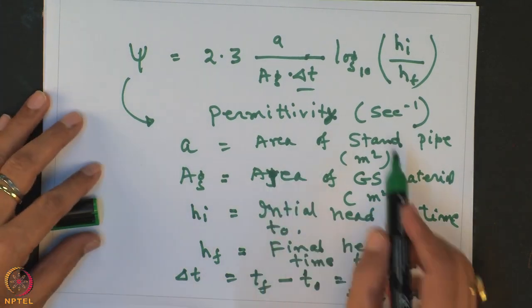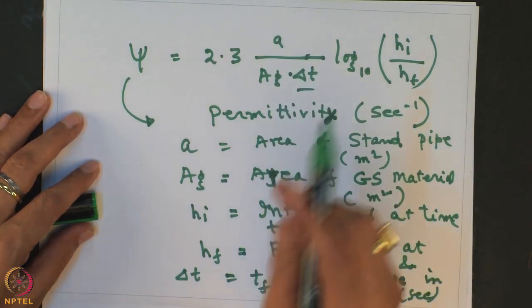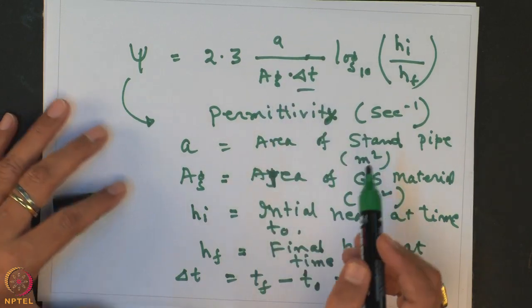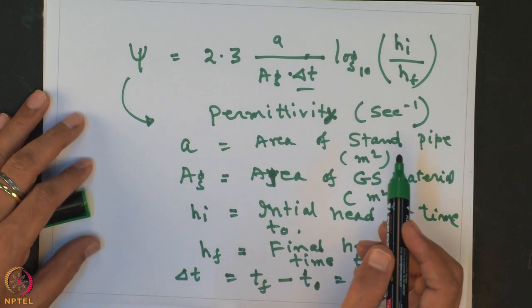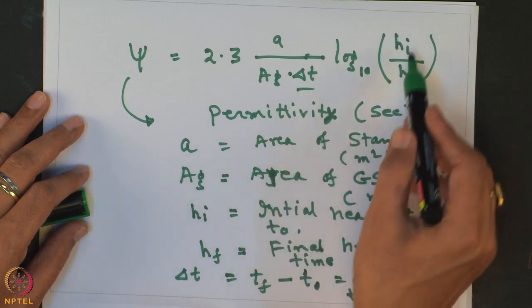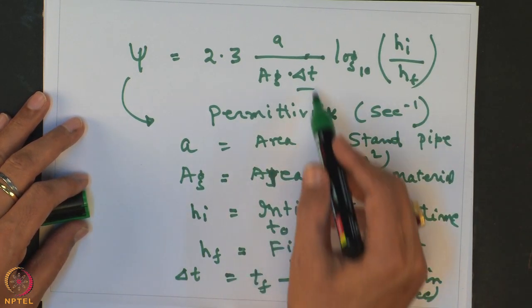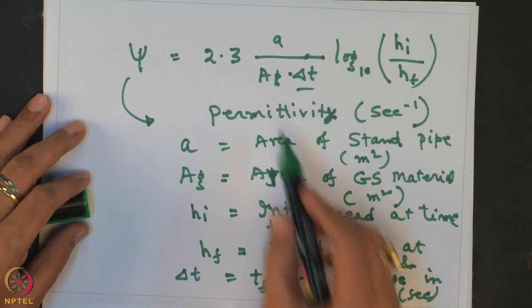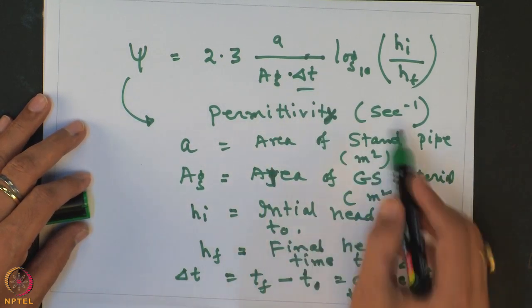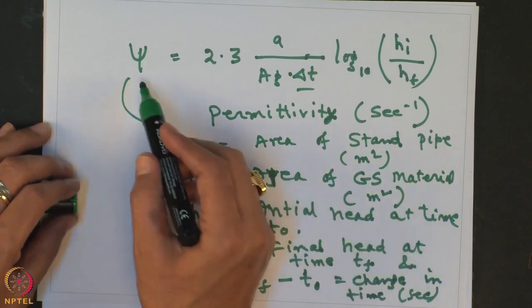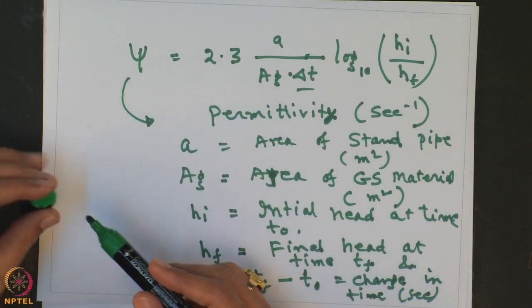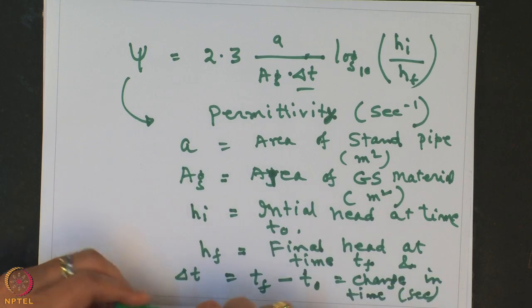So, knowing all these values, you know the cross sectional area of the stand pipe, you know the Hi value and the Hf value, you know the delta t value, and you know the area of the geosynthetic material. So, you can calculate the permittivity of the geosynthetic material.